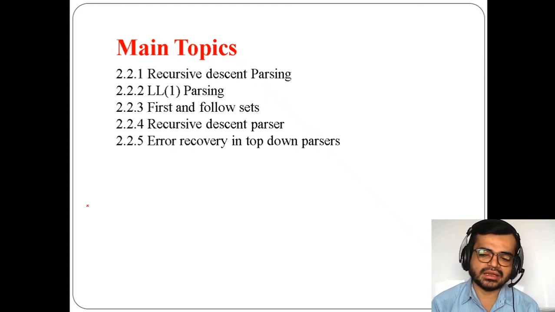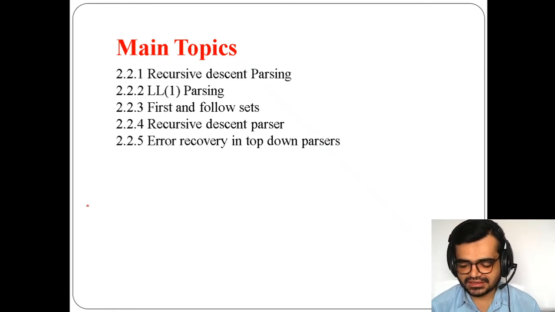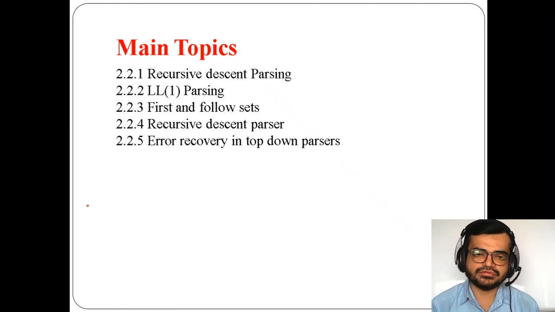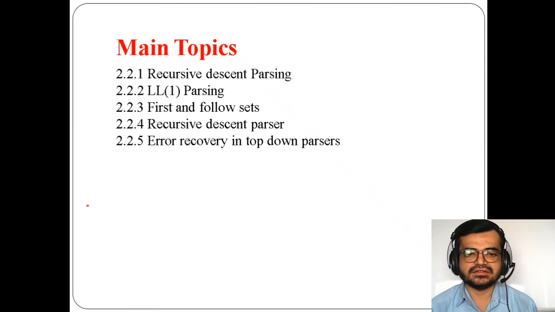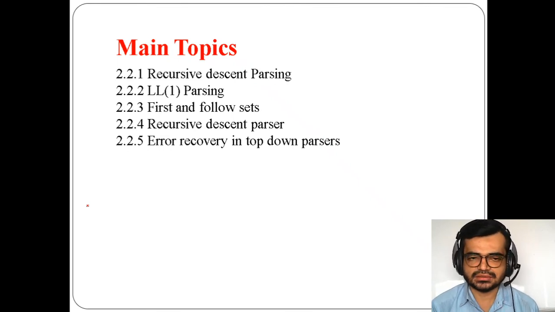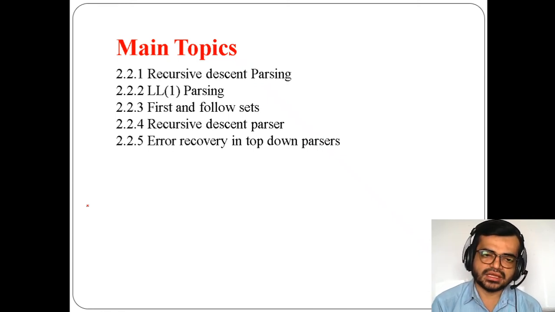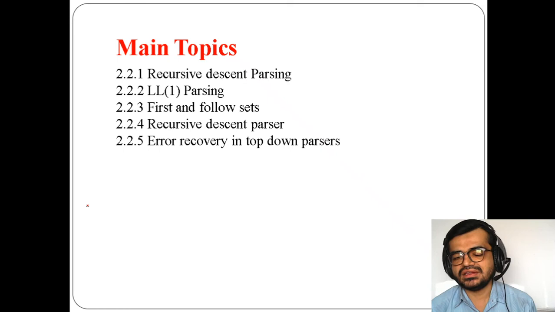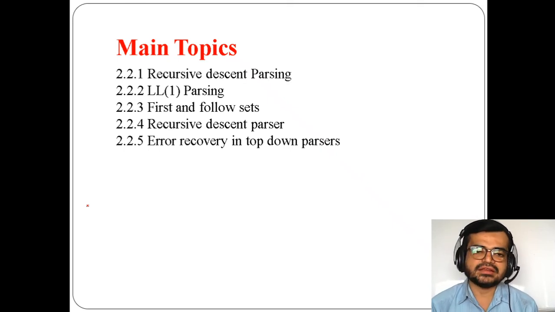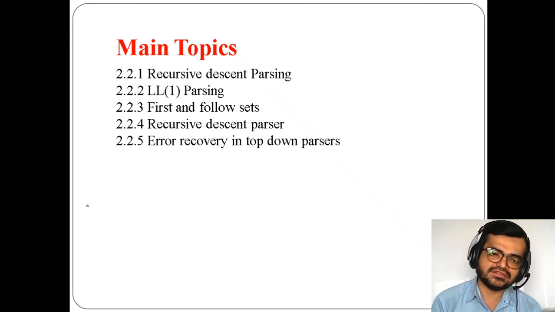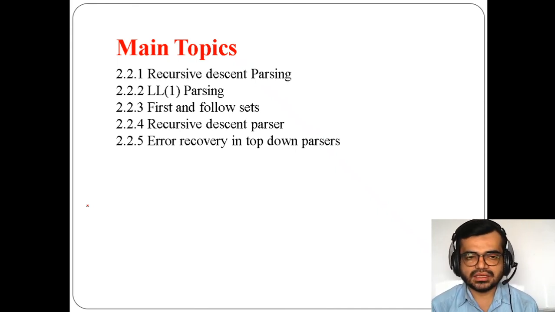This parse tree can be produced in either of two ways: either top down or bottom up parsing. In top down parsing, which is the second chapter of this unit, you will be learning different types of parsing methods such as recursive descent parsing and LL1 parsing. We will see how this works, and what the drawbacks in recursive descent parsing are, which can be overcome in LL1 parsing. LL1 parsing is basically a predictive parsing, so we will see that in the next session.